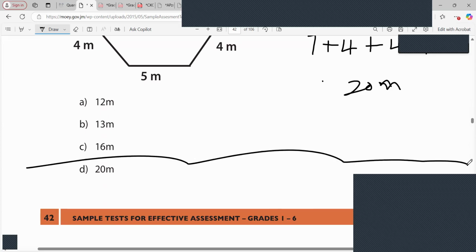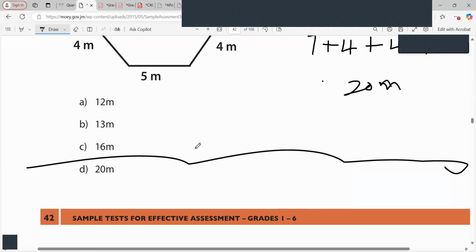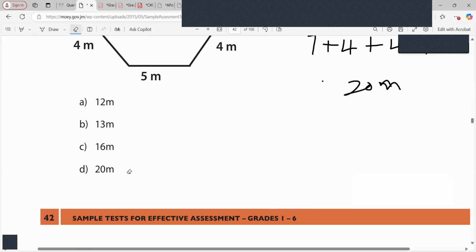So that would be our answer. I don't know why this is behaving like that. Let me rub off this. So our answer would have been T.